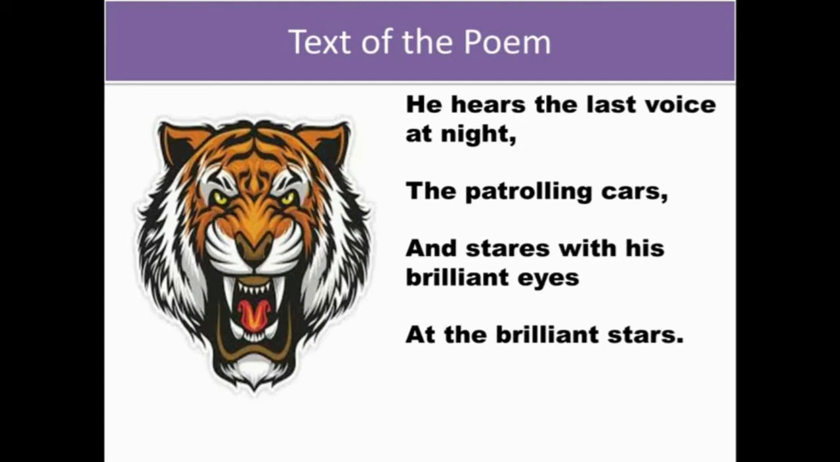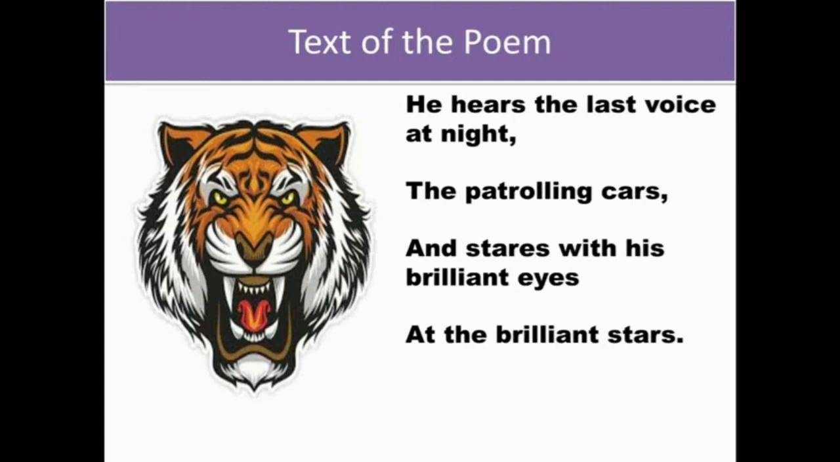Here, the poet says that in the night, the tiger hears the sounds of the patrolling cars. Now what do you mean by patrolling cars? Patrolling cars are the vehicles of the police, which are used to guard, to keep a watch at night. You might be knowing patrolling cars. At night time, the police vehicles give a round. They keep a watch, they guard the areas. So these are patrolling vehicles. In the night, the tiger hears the sounds of these cars. He then stares at the shining stars with his shining eyes.